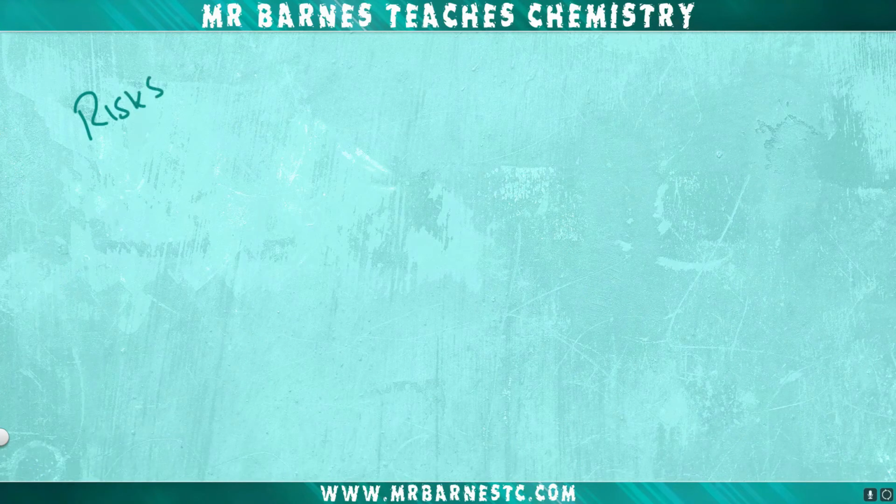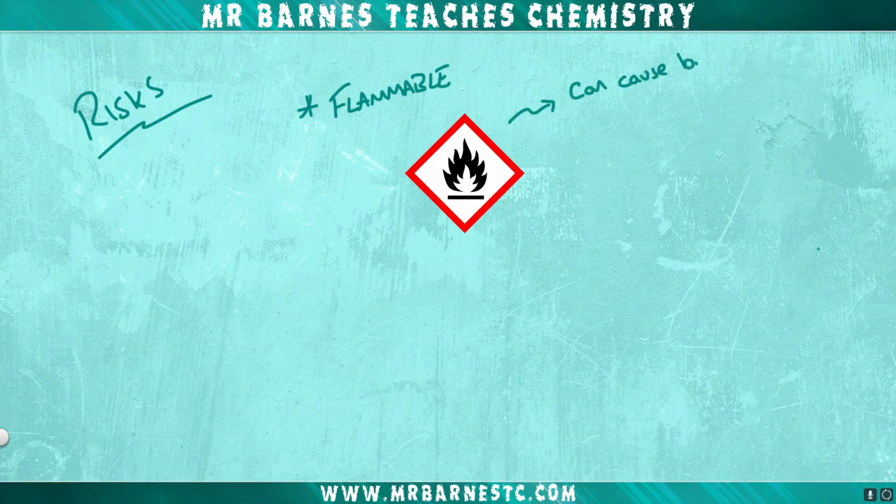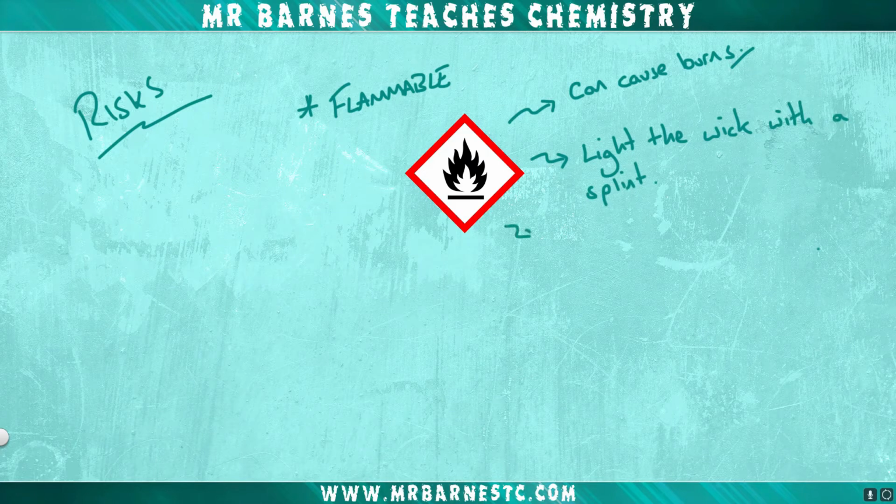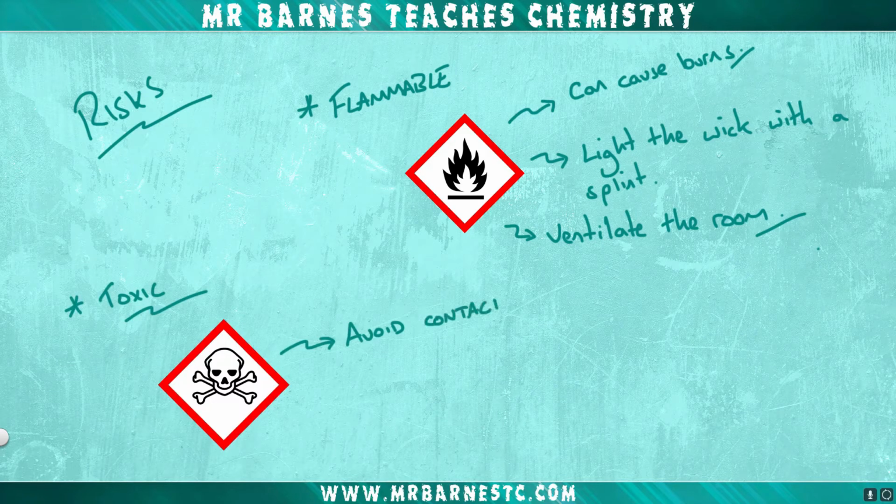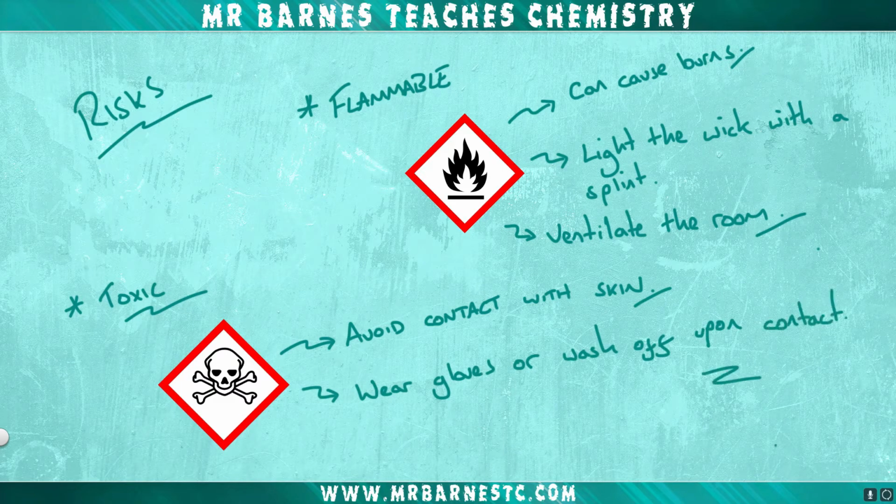The final section of this video is looking at the risks in the investigation. So alcohols are highly flammable and they can cause burns to the skin. So to reduce the risk, make sure that you light the wick with a splint and keep the lab ventilated so you don't get any buildup of flammable vapours. Methanol is also a toxic chemical, so you should avoid contact with the skin. This can be done by wearing gloves, or if you do get anything on your skin, washing it off straight away.